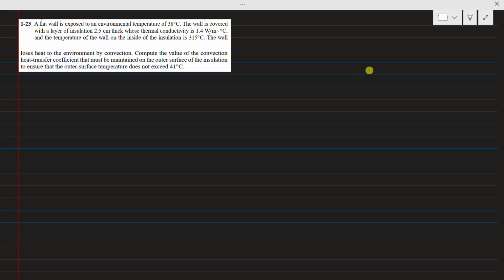Okay, let me draw a simple schematic diagram for this problem statement 1.23. This is the wall. On this side we have provided the insulation. This is the insulation that is provided on this wall, so I will represent it by cross lines so that we can differentiate the wall from the insulation that is provided on the wall.